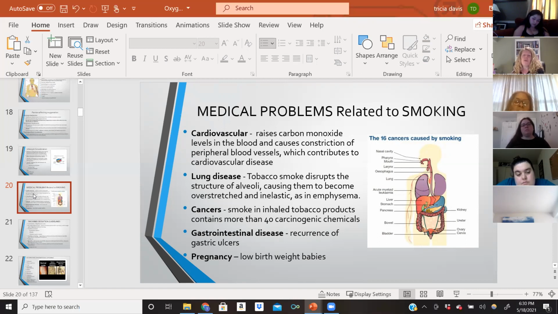Cancers: smoke from inhaled tobacco products contains more than 40 carcinogenic chemicals. So we can see cancers from people who primarily smoke cigarettes, or cancers can develop in people that just live with people who smoke. They can get that secondhand smoke. It also causes gastrointestinal disease. It can cause the recurrence of gastric ulcers. And then it can also cause low birth weight babies.